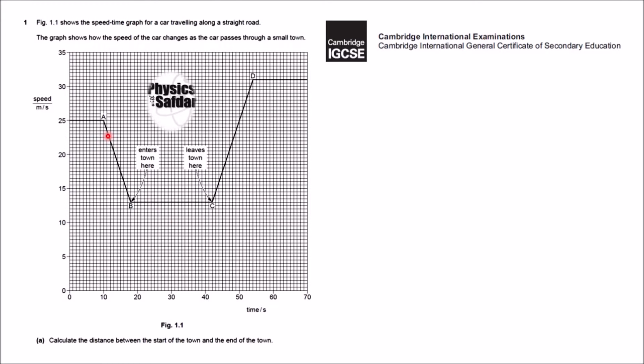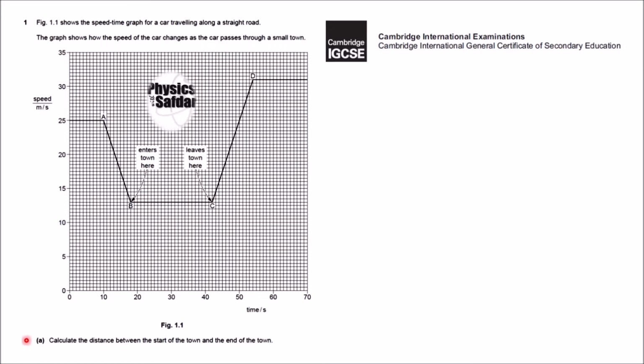In this graph, we have different sections. So let's start with the first one. This horizontal line shows the car is moving with a steady speed. Then A to B, decelerate, enters the town, then moves with a constant speed till point C, leaves the town, then point D, it's the acceleration portion, once again a steady speed.